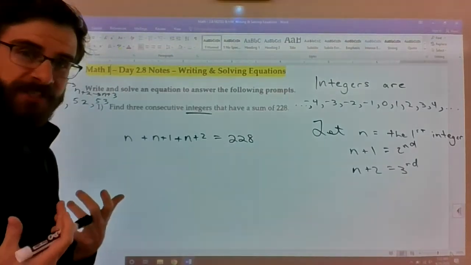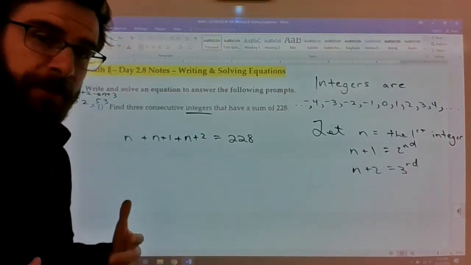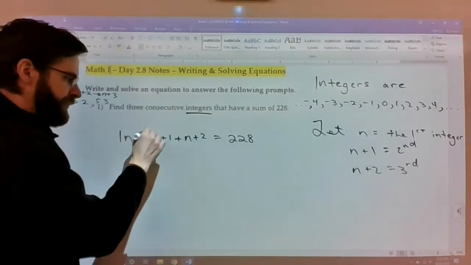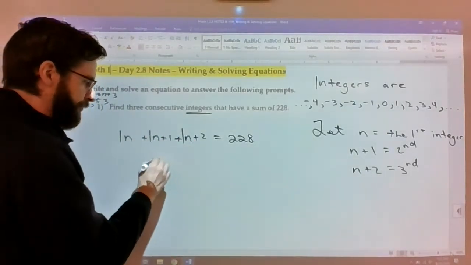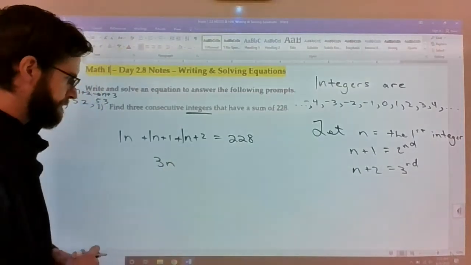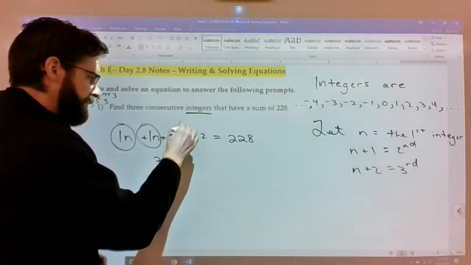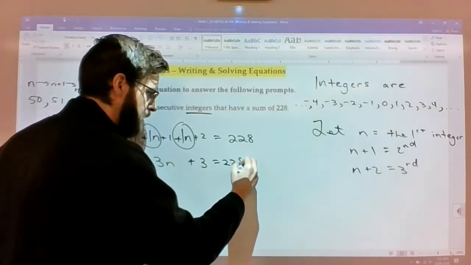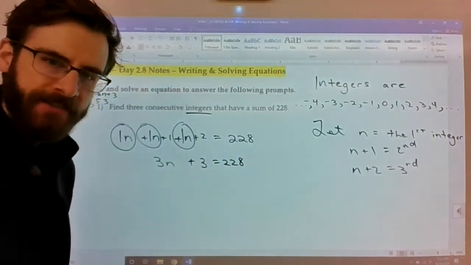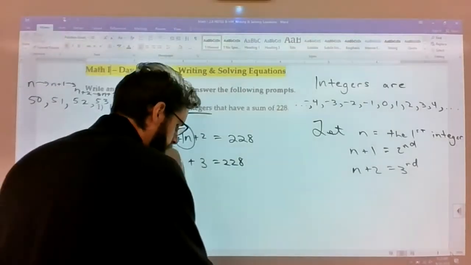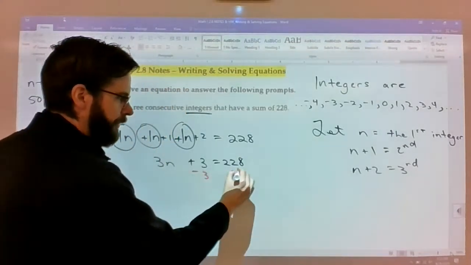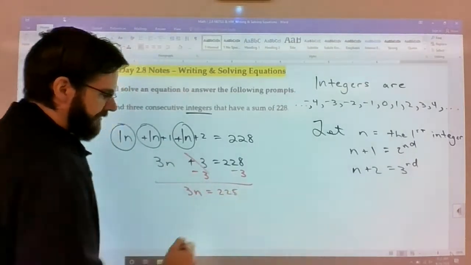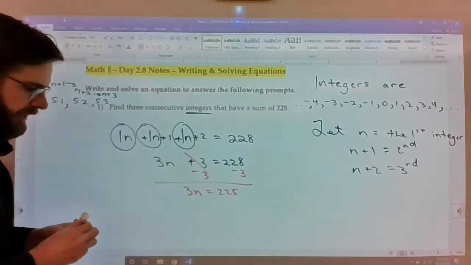Once you establish what the equation is, it's usually a pretty easy one to solve. Combine the like terms. 1n plus 1n plus 1n is 3n. Okay, so I took care of these. You're left with 1 plus 2, which is 3. Get n by itself. So subtract 3 from both sides. 3n is equal to 225. Divide both sides by 3.